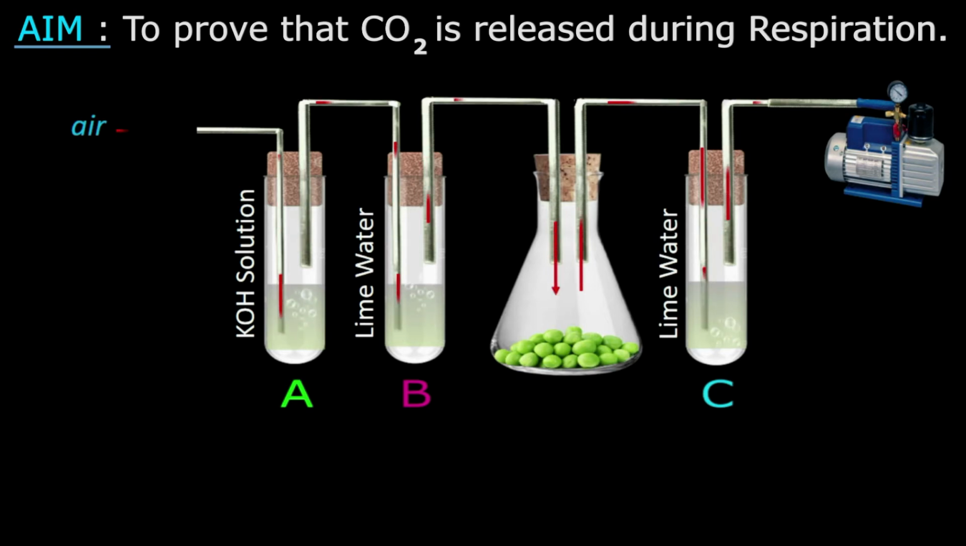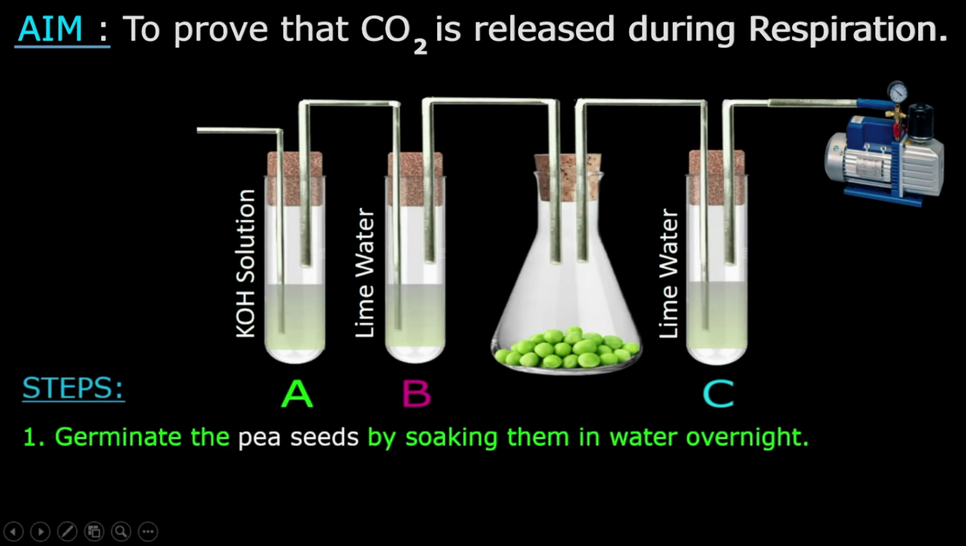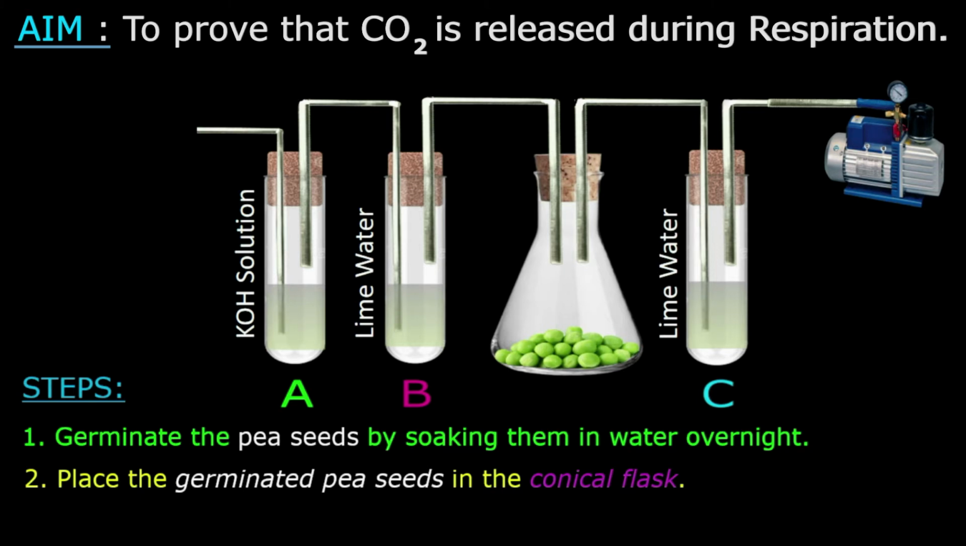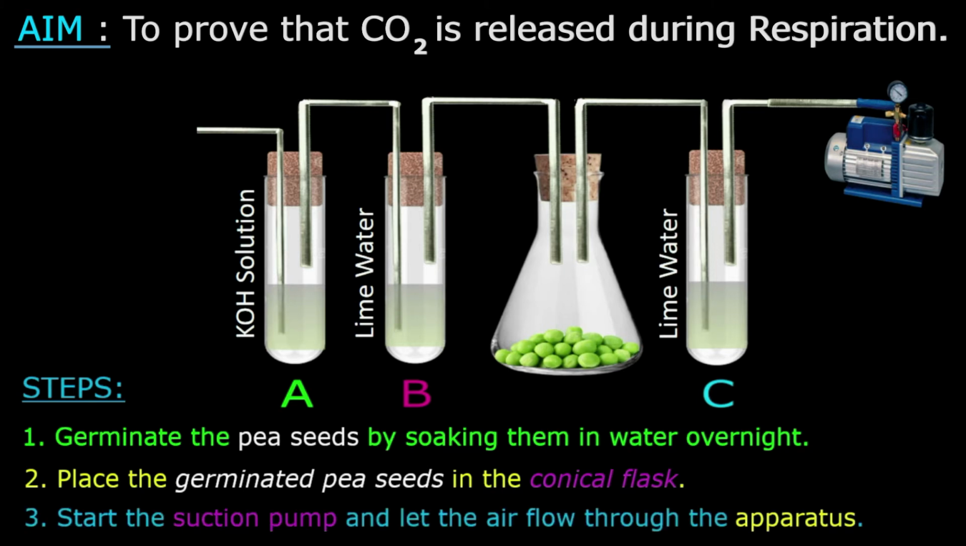Now coming to the steps of demonstrating this experimental setup. Germinate the pea seeds by soaking them in water overnight. Place the germinated pea seeds in the conical flask. Start the suction pump and let the air flow through the apparatus.